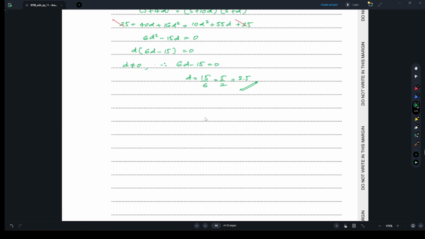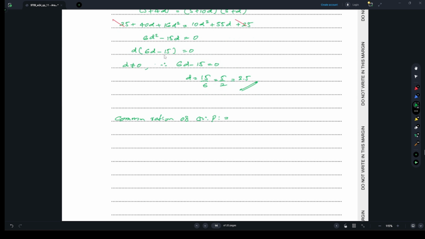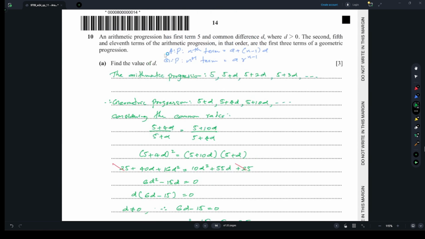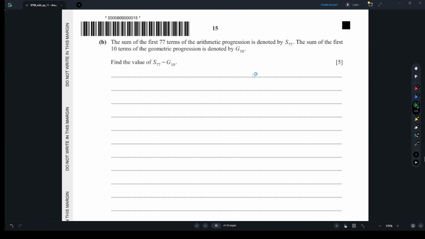Okay, so let's write down the common ratio of the geometric progression. You can take any of these parts. So let's say 5 plus 4 times 2.5, divided by 5 plus d, which is 5 plus 2.5. So when you simplify, the answer will be 2. So we will have to use that.